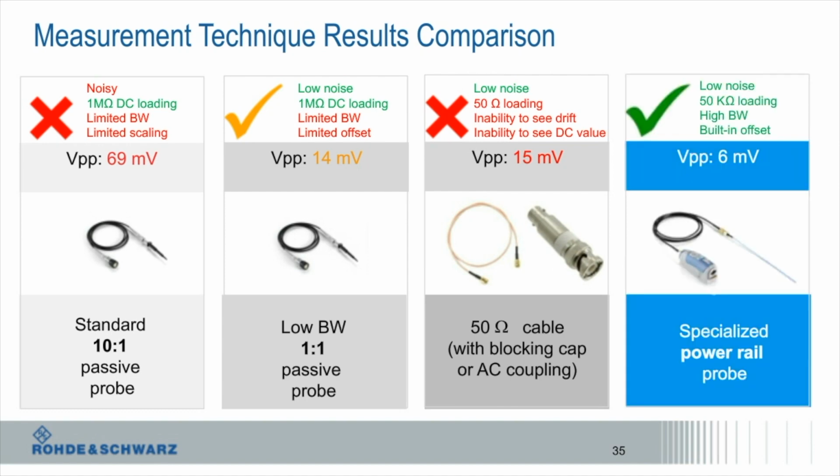The fourth method that we used was using a power rail probe. We achieved a peak-to-peak voltage measurement of 6 millivolts, by far the best value of any of these, and we now know the most accurate. Accuracy was based on the low noise 1-to-1 attenuation ratio, the excellent loading at DC, the high bandwidth to incorporate any signal content on the power rail, and the ability for the power rail probe to have a large amount of built-in offset to compensate for limitations in native scope built-in offset.